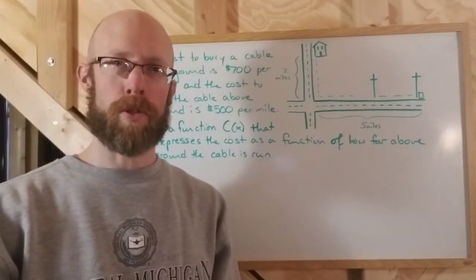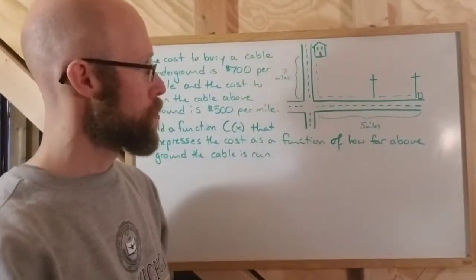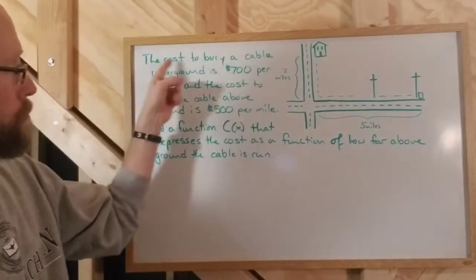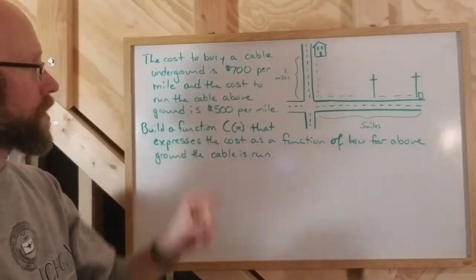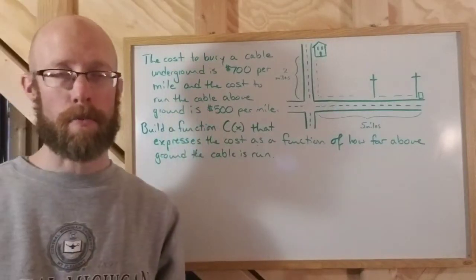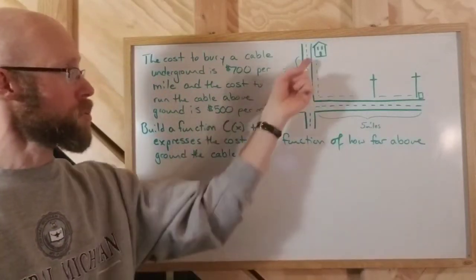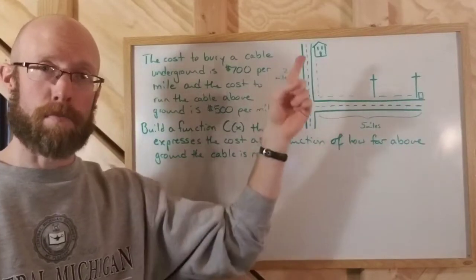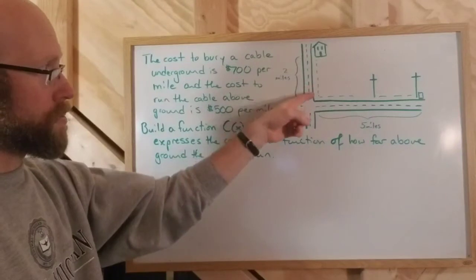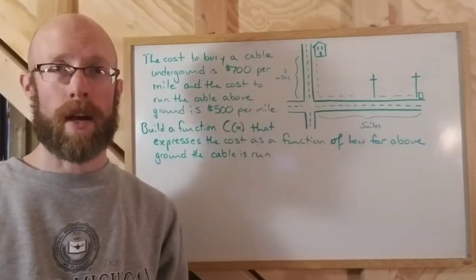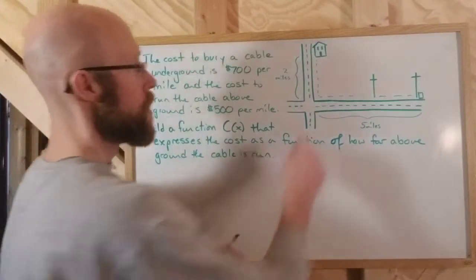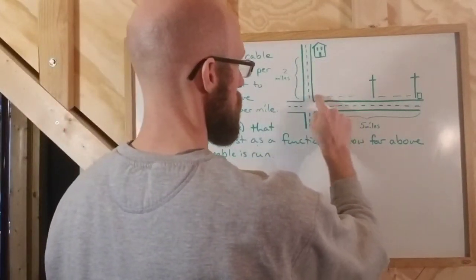And so somewhere in between there's got to be a happy medium where you minimize the total cost, because as I have written up here, the cost to bury the cable underground is $700 per mile, and the cost to run the cable above ground is $500 per mile. So it's definitely cheaper to run it above ground than it is to bury it underground. However, you want to avoid this longest distance, I suppose, if that cost ends up still being more, even though it's still above ground.